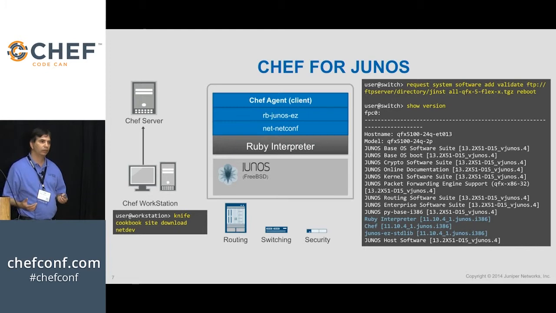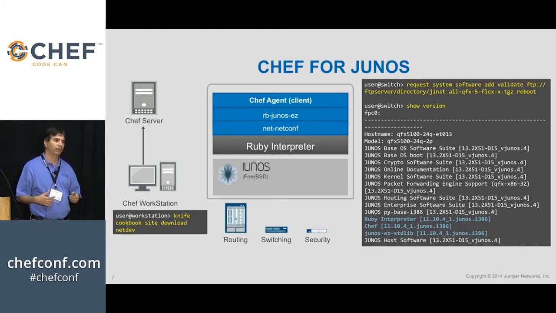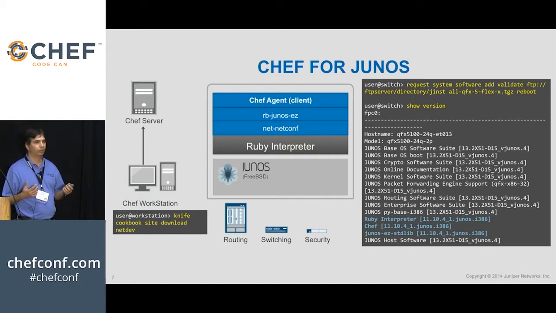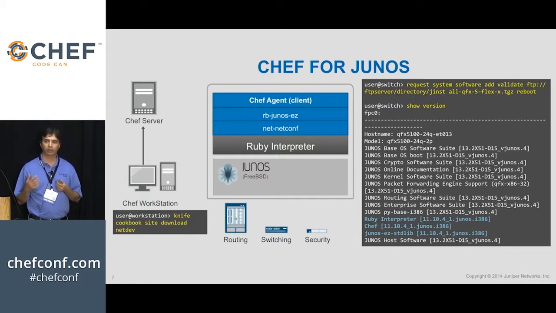And when you execute that command to install the package, what is happening is we are installing a Ruby interpreter, we are installing various Ruby gems to support that, and then we are installing Chef client. Now we have done this work of putting the Chef client on our switches in collaboration with the Chef team. Okay, we worked together and we built the first implementation.